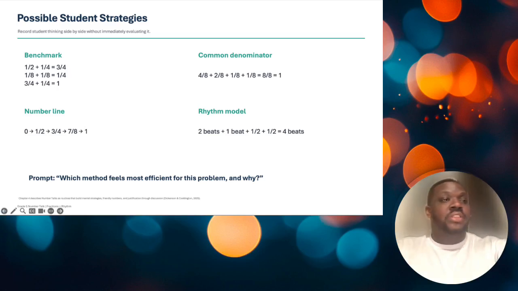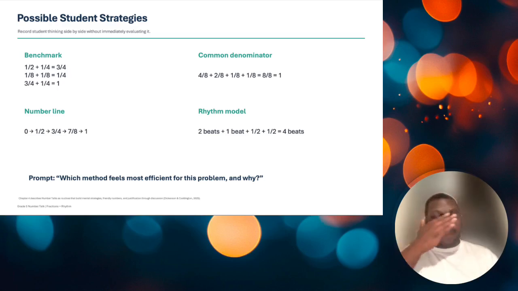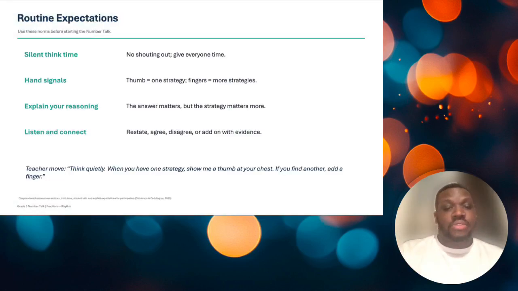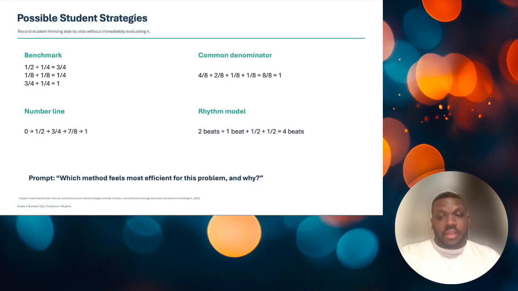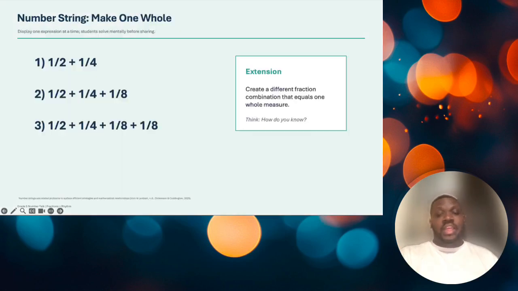And there's also another representation, which could be a rhythm model. So if I presented a rhythm model of 2 beats plus another beat plus a half a beat and a half a beat, that would make 4 beats. I know that doesn't make sense right now, so let's go back to our example in the beginning. Okay? So let's just remind ourselves of what we're looking for. 2 beats plus 1 beat plus 1/2 plus 1/2 equals 4 beats.